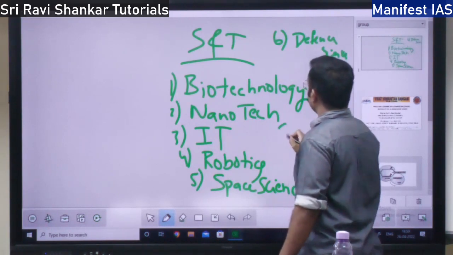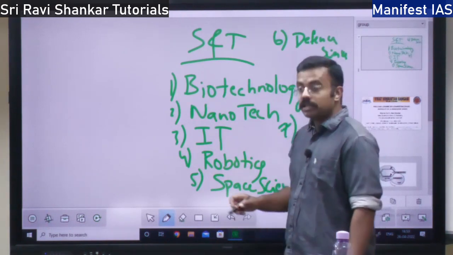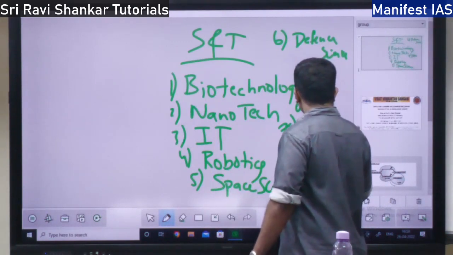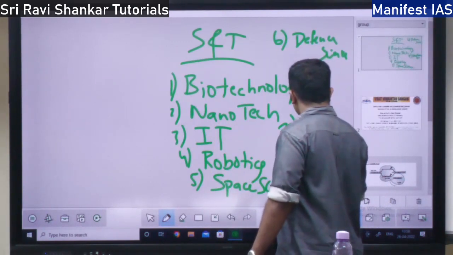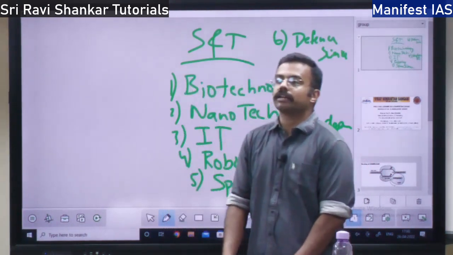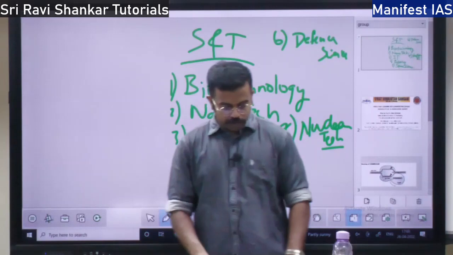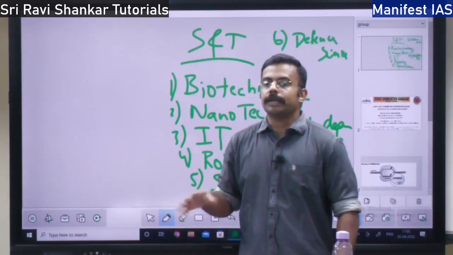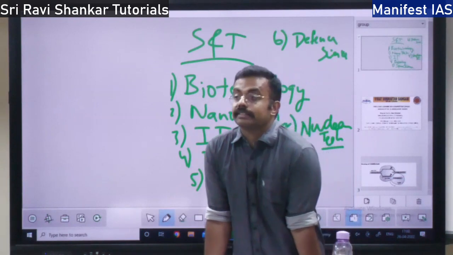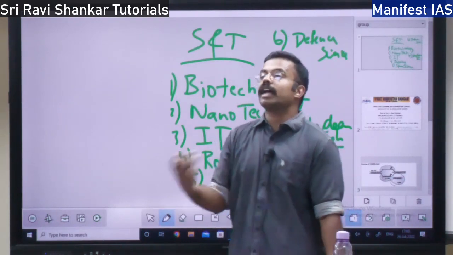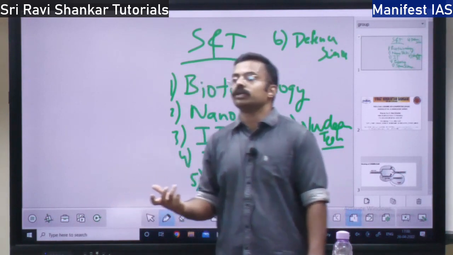Then the seventh area is nuclear science. Fission, fusion, all those things. Nuclear technology. Okay. So starting with biotechnology. Biotechnology, what do you mean by biotechnology? It is the application of science to biological organisms to derive a desired outcome.